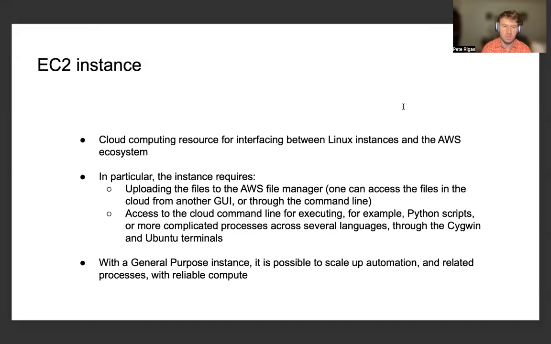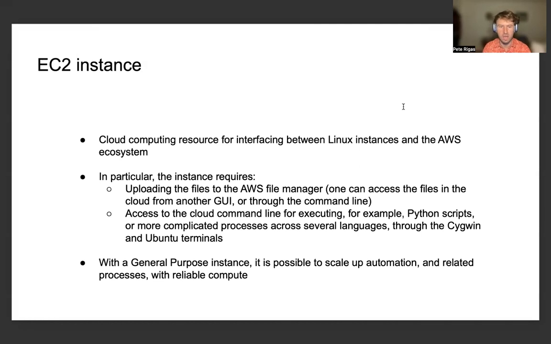And this also allows us to have access to the cloud command line for executing, for example, Python scripts or more complicated processes across several languages through the sidejoin in the Ubuntu terminals. So we first have to make use of some information through an identification and being able to establish a secure connection to the AWS EC2 ecosystem in the instance through the sidejoin terminal.